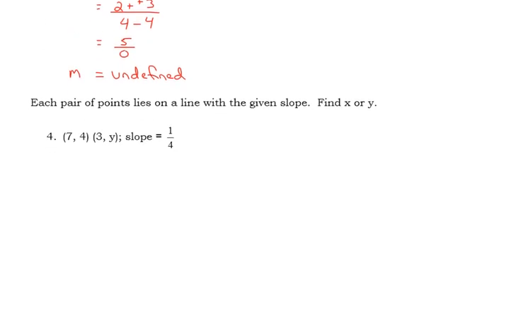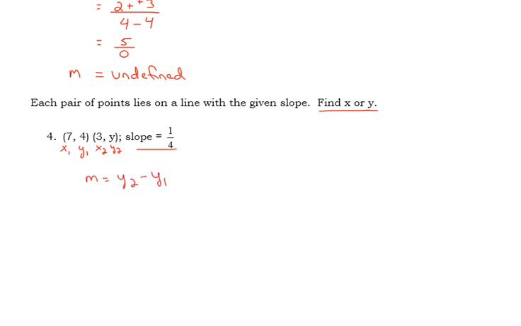Okay, number 4. Each pair of points lies on a line with the given slope. We need to find the missing x or y value. So they're giving me two ordered pairs, and again, the first ordered pair is x1, y1, the second ordered pair is x2, y2. But this time they're giving me the slope.